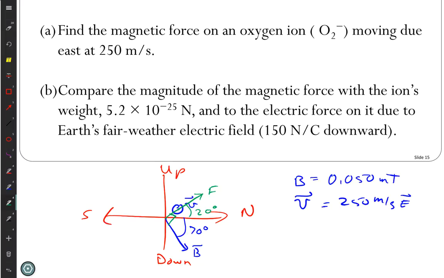Except for one thing. What's the one thing I skipped? It's negative. Change the direction of the arrow, right? So now it's downward, 20 degrees below south. So we have the direction. How about the magnitude? Jordan.